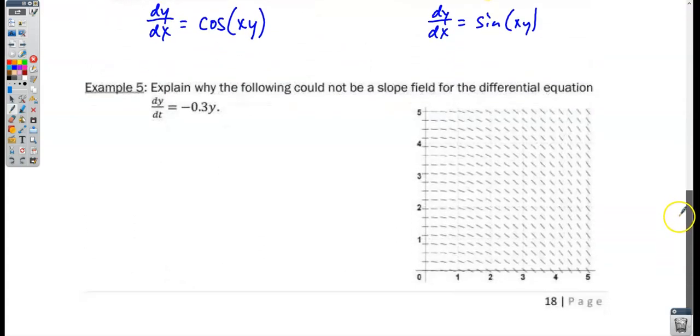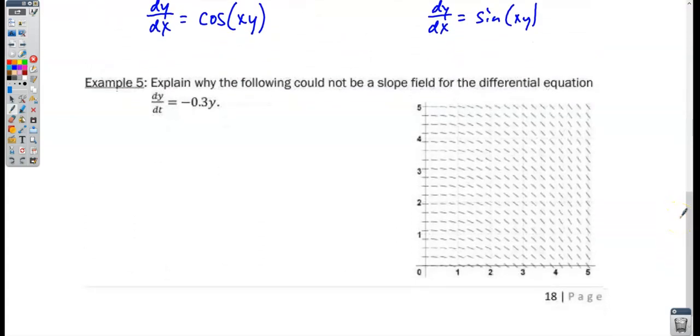And the last one, example 5. Explain why the following could not be a slope field for the differential equation dy dt equals negative 0.3y. So think about it. Go ahead, pause your video, think about this for a few seconds, and then I'll be back with you momentarily to go through the answer to this one. All right, I am back.